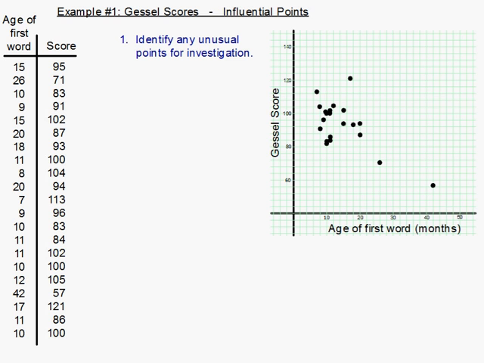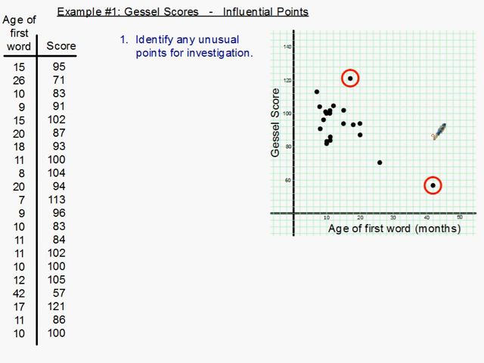What we can do is look for any unusual points to investigate. Influential points are really the two-variable version of outliers. So we can look at this data and say, well, those two points seem kind of extreme. This one's sort of extreme on the x. This one is sort of extreme on the y.